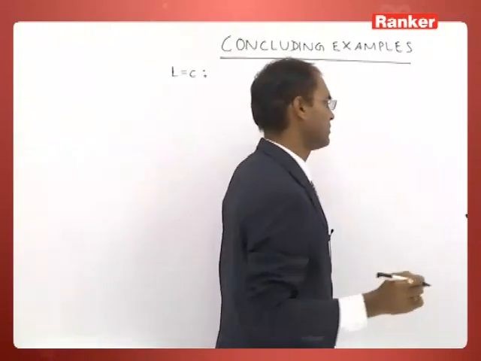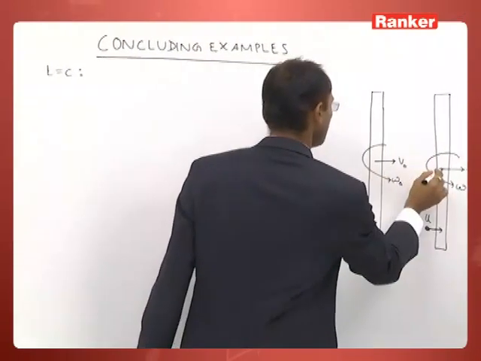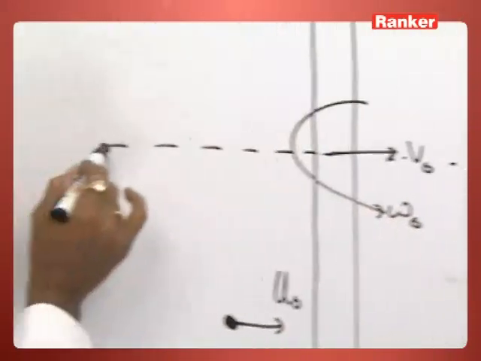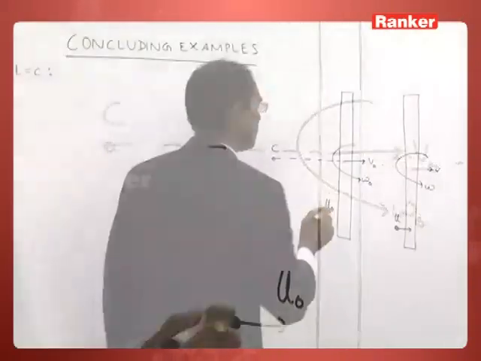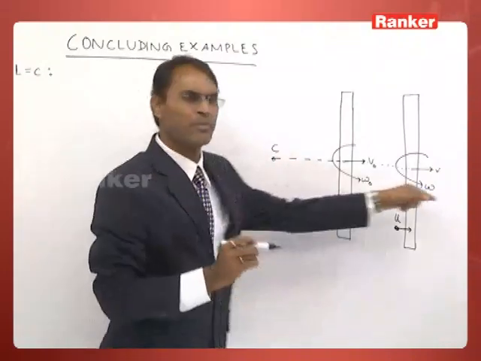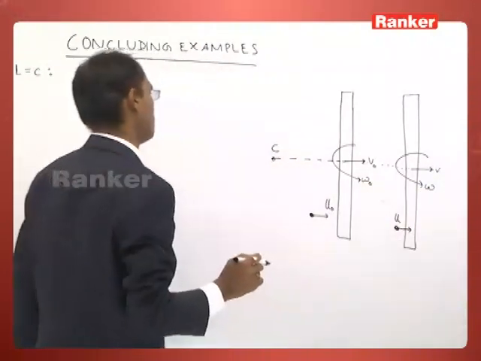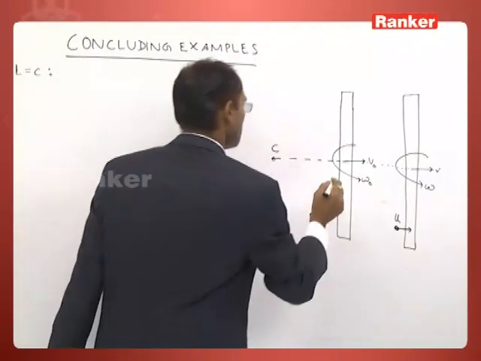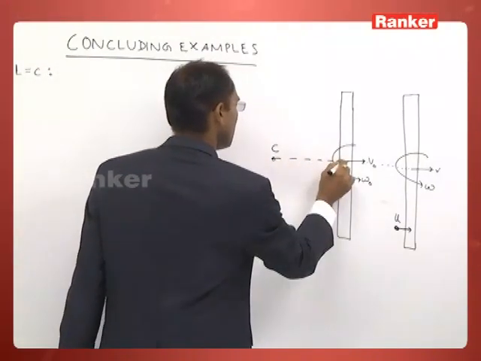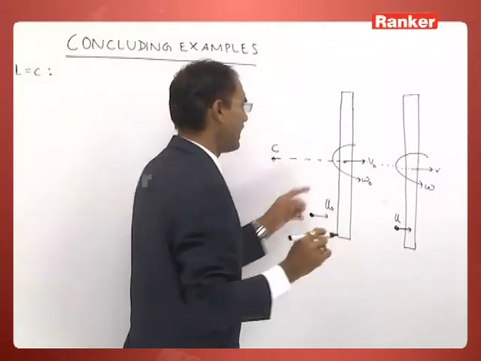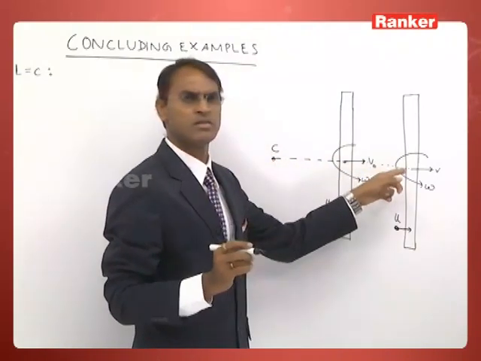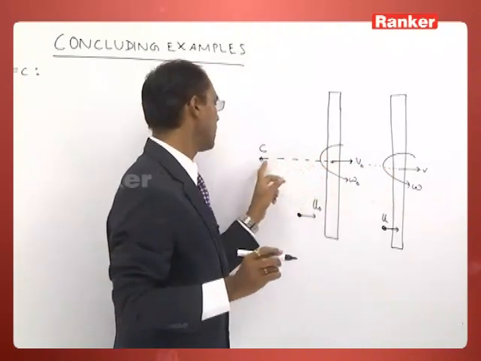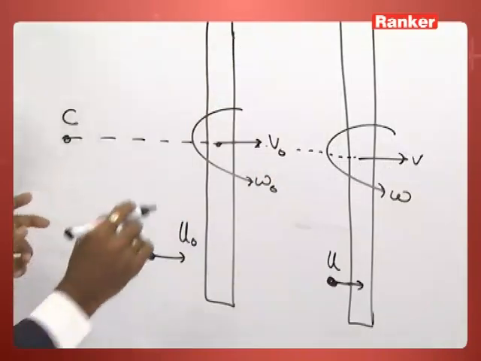Concept number 1: Reference point. You can take any reference point, but if you take a point on the line of motion of the center of mass of the rod, then you can get some mathematical advantage. With respect to this point, the orbital angular momentum of the rod's center of mass will be 0.